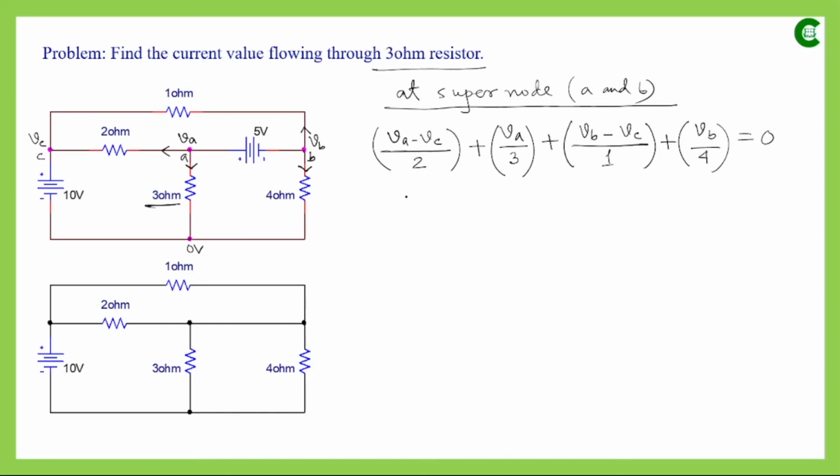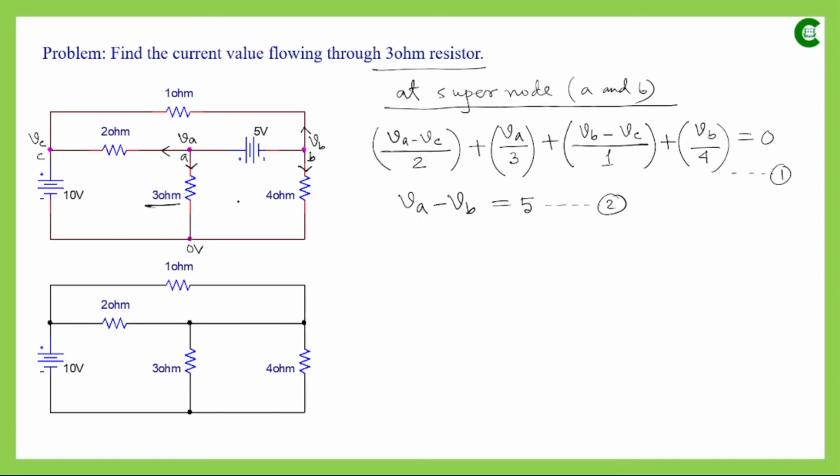So we can write that VA minus VB, which is the potential difference between these two points, and between these two points this voltage source is connected whose value is 5. So VA minus VB will be equal to 5. This is our second equation, which has two variables, VA and VB.